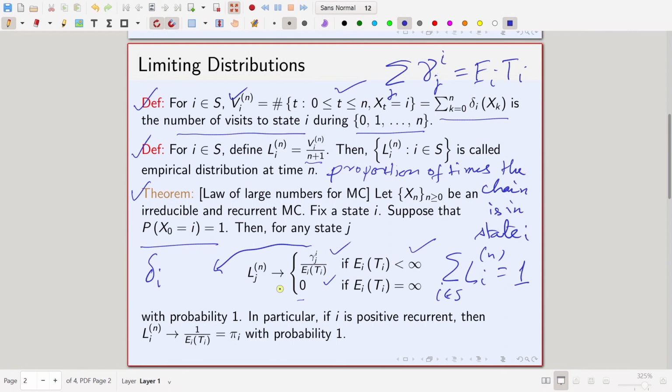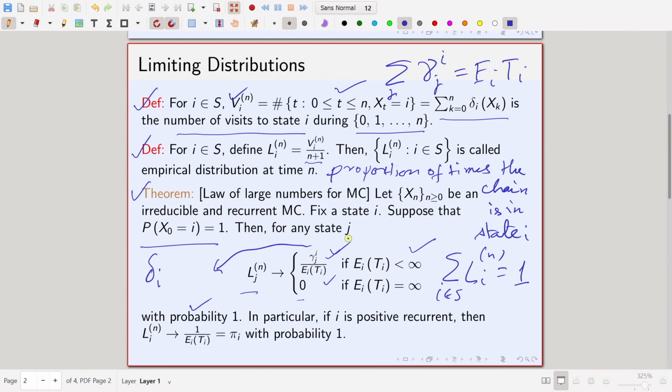Now, what kind of convergence is this? This happens with probability 1. Now, what is with probability 1? Remember each L_j^n is a random variable, because, look at the definition, it is a random variable. So for each omega in the probability space, you will get one value. What this means is that for each omega, L_j^n of omega converges to this quantity as n goes to infinity.